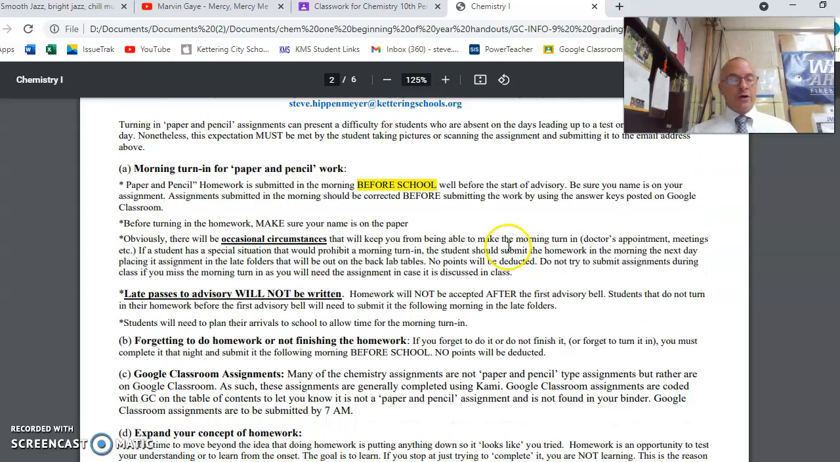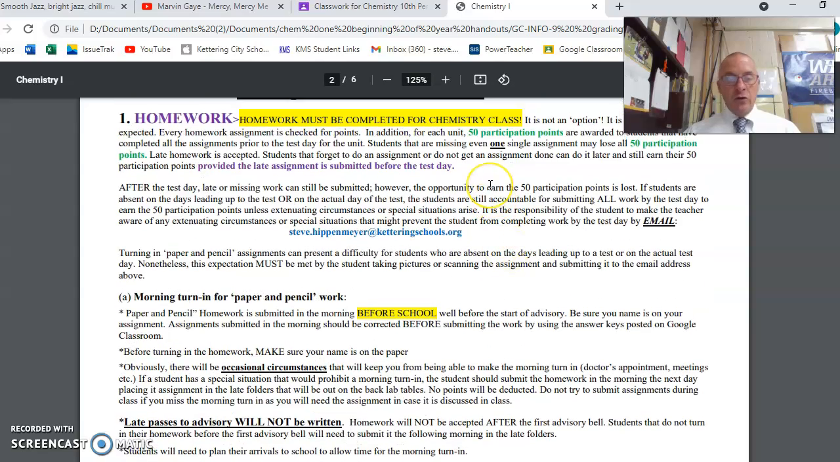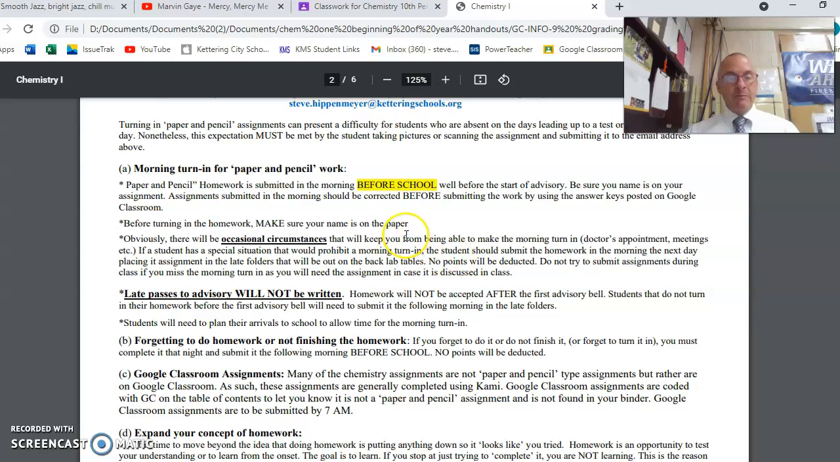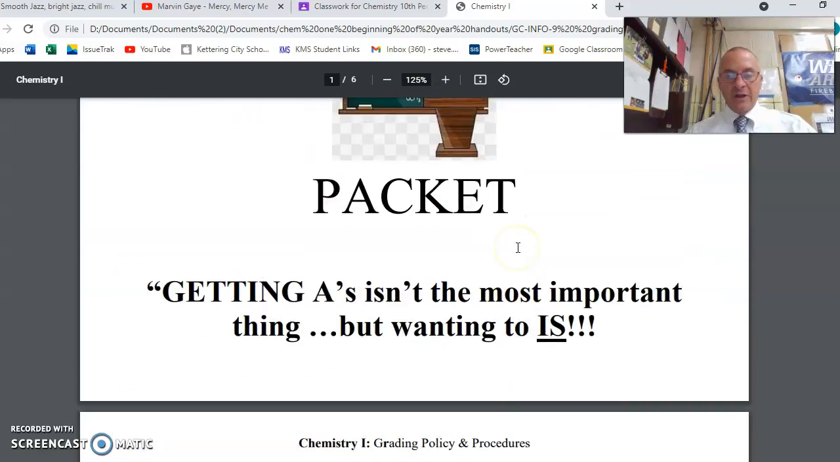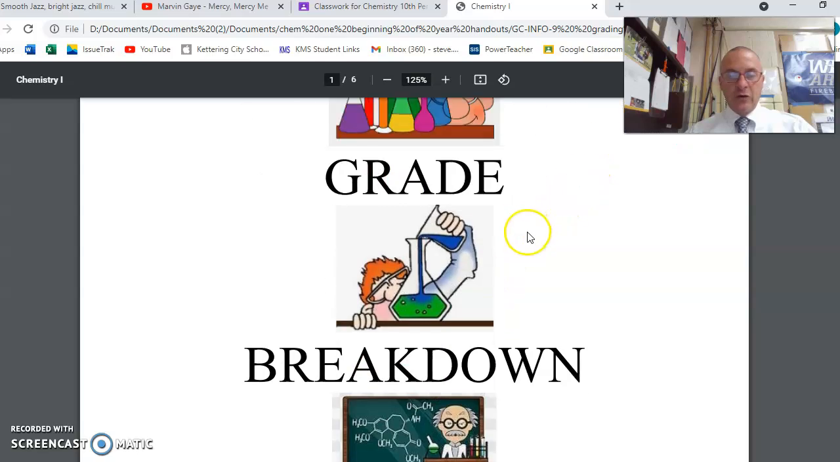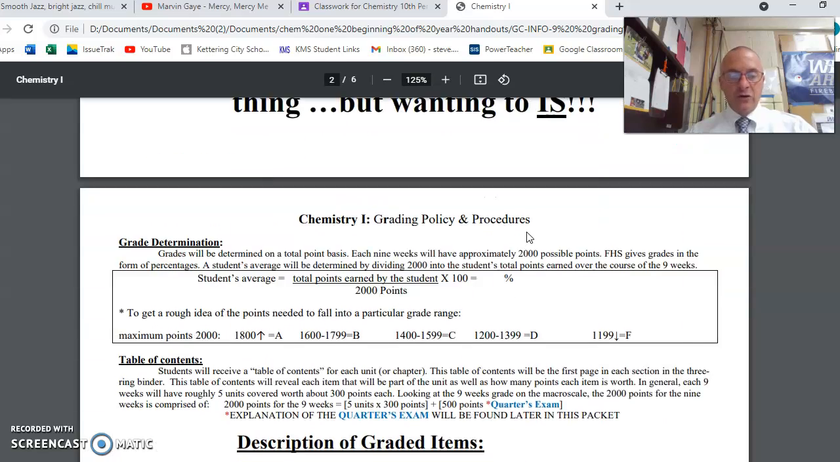When we turn in homework, if the assignment is on Google Classroom, you'll submit it on Google Classroom. If it is a paper and pencil assignment, you'll actually turn in paper or pencil assignments to the chemistry classroom before school. So when you go to turn in homework for this class, if it's written work, if it's work that is in your binder, if it's work that's coded with the letter B instead of a GC, if it's coded GC, it's on Google Classroom. You'll turn it in on Google Classroom.